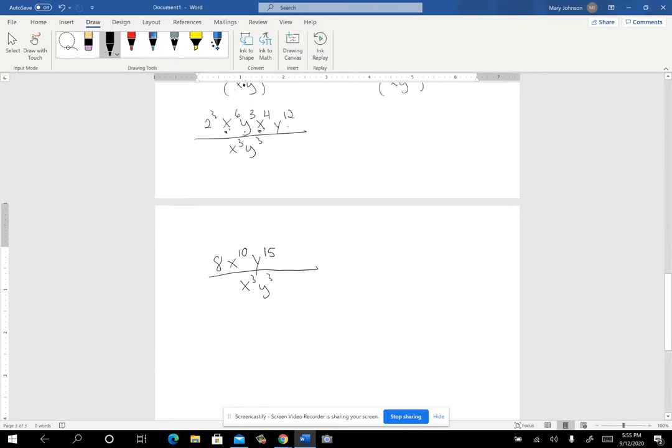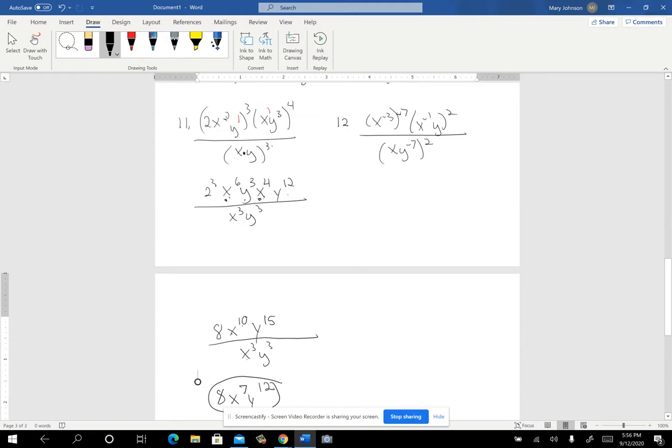All right, and then the last thing I'm going to do is look at how I've got 10 x's on top and 3 x's on the bottom. So that means I'm going to be able to knock out 3 of the x's on top, but there'd be 7 left up on top. And I can knock out 3 of the y's, so there'd be 12 left there, and nothing was left in the denominator. So that would be your final answer on number 11. Okay. Now, number 11 had all positive exponents. So there you really just had to think about when it was appropriate to multiply your exponents and when it was appropriate to add them.